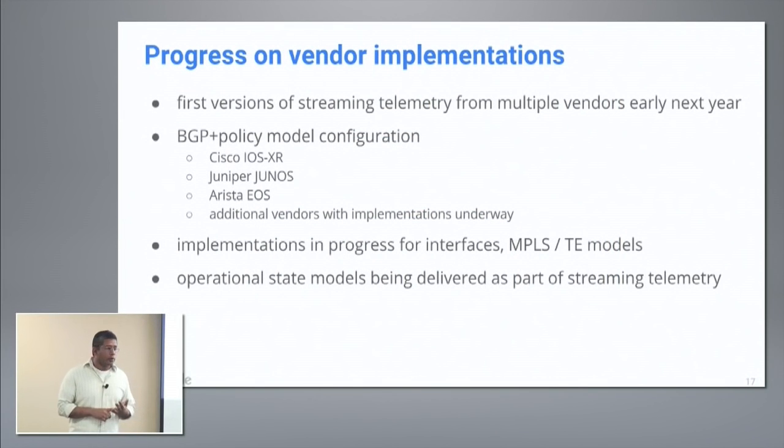You'll see support for BGP and routing policy configuration using OpenConfig models on iOS XR from Cisco, from Junos, as well as from EOS on Arista. Other vendors are working on this also. They're not quite ready to announce their plans, but hopefully that's coming. We have implementations in progress for the OpenConfig interfaces model, for the MPLS and traffic engineering model. Those are sort of the top three that we started with, and then we'll move down the list as we go. And operational state models that we talked about are being delivered as part of the telemetry solution.